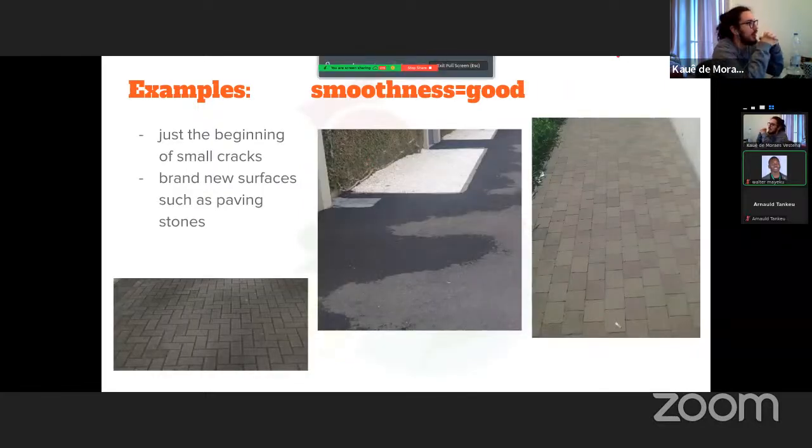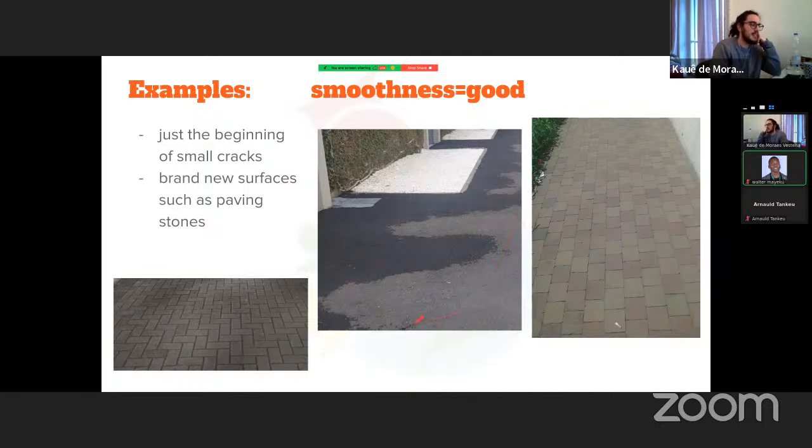Then we have smoothness good. It's surfaces such as asphalt with small cracks that are starting to become apparent, or surfaces such as paving stones that are naturally less smooth. Okay, so you probably can't say that a sidewalk made of paving stones is really smooth.